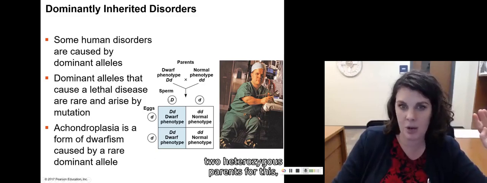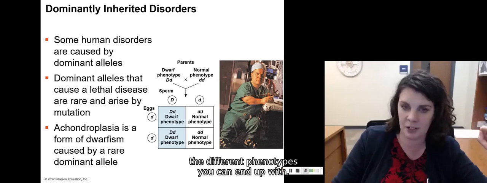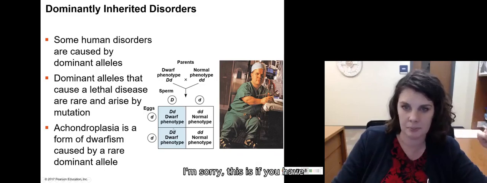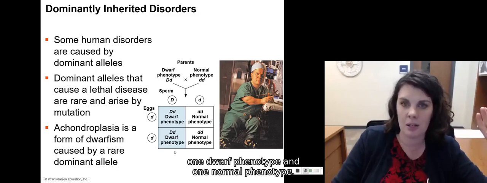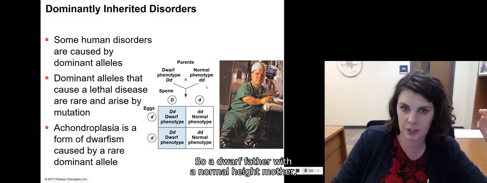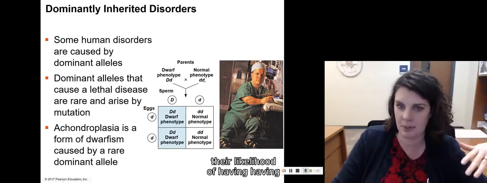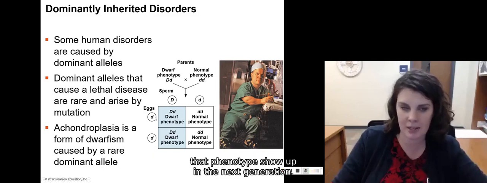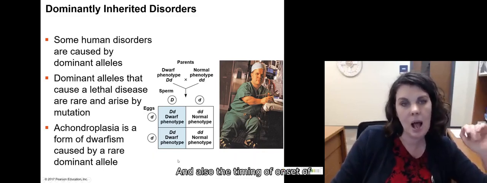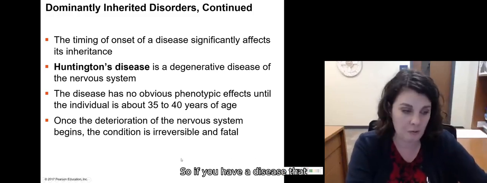But you can see if you have two heterozygote parents for this, the different phenotypes you can end up with. Oh, sorry, this is if you have one dwarf phenotype and one normal phenotype. So a dwarf father with a normal height mother, their likelihood of having that phenotype show up in the next generation. And also the timing of onset of disease can affect its inheritance.